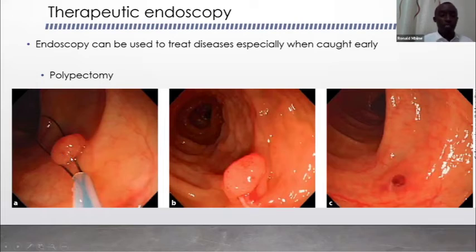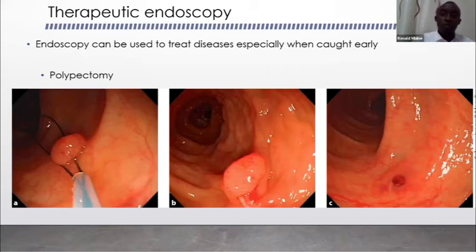Like you can see there, the snare has been launched. In image B, the snare has been used to cut, and in image C, you see that the polyp is completely off. Now, simple as this looks, it has actually turned around the incidence of colorectal cancer in some of these developed countries. By that I mean, because these therapies are available, people no longer present with cancer of the colon. Well, not that they no longer present, but the number has drastically gone down. And the reason is because this is being picked up.